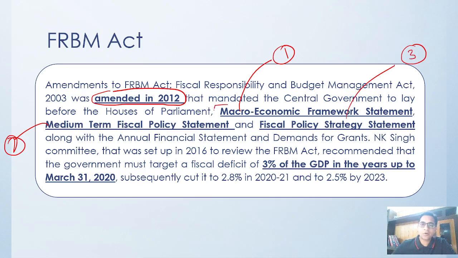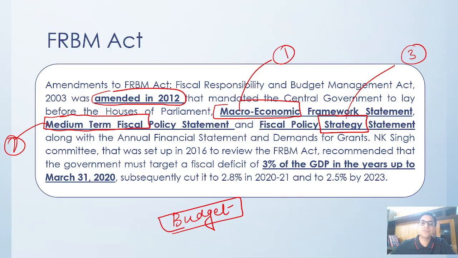What is your macroeconomic framework? What is your medium term fiscal policy? What exactly is your medium term fiscal policy, and what is the strategy that you are following in order to achieve that? So along with your budget, you have to release these three statements, right?